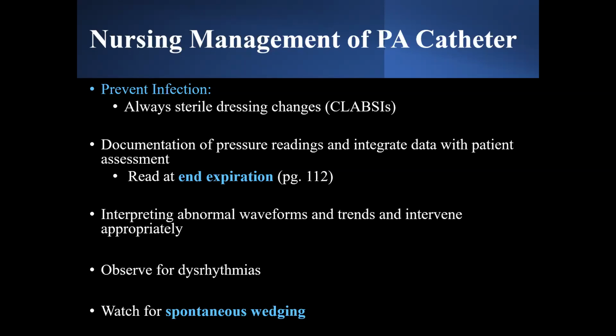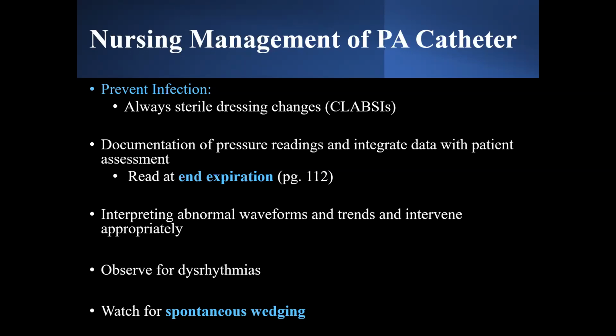Now, spontaneous wedging is that the catheter just wedged itself in a branch of the pulmonary artery. I didn't inflate the balloon. I didn't do anything to get the wedge. And I see that wedge waveform and I haven't touched the patient. A couple of things you can do: you can reposition the patient because it might loosen it up and get it out of that wedged position. You can have them cough. You can suction them. If you can't get it to unwedge, you need to call a physician.